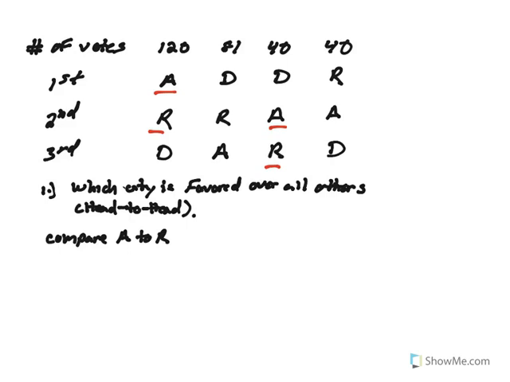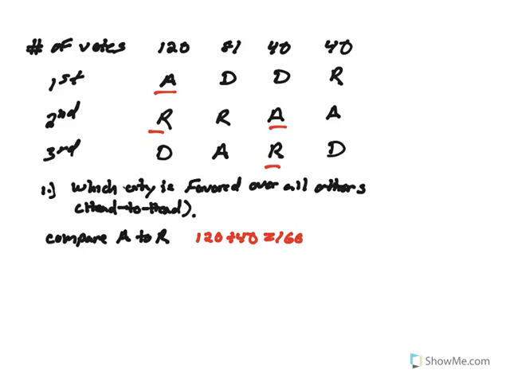So since we're comparing A to R, we add the total number of votes for those columns, which is 120 plus 40. And when we do that, we get 160 votes. So therefore, city A is favored over city R in the first and third columns. Therefore, city A receives the most votes.